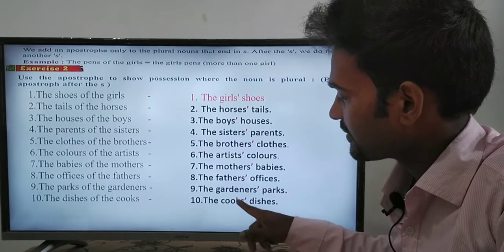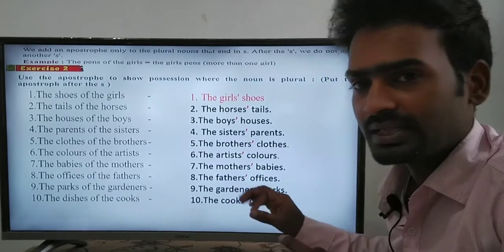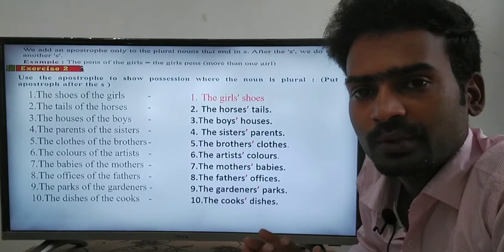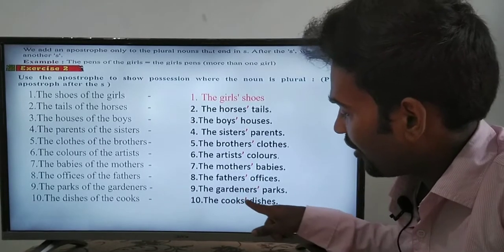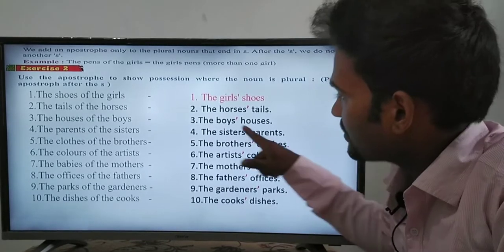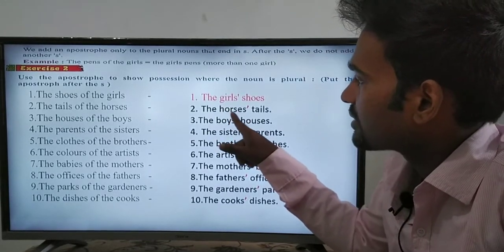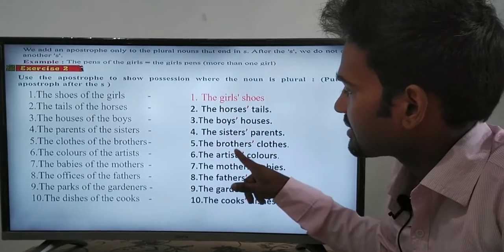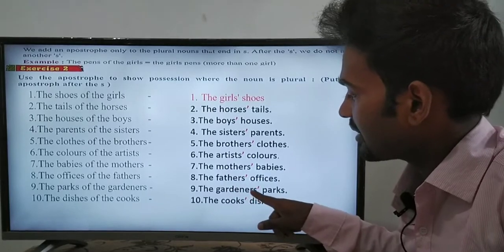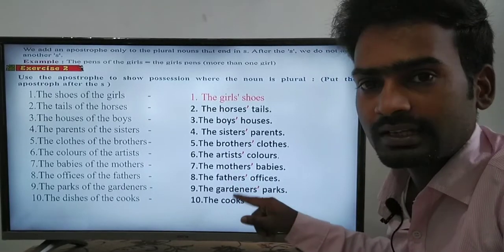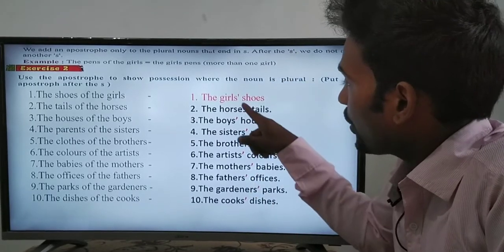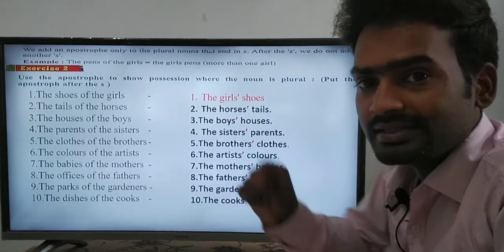Already here we have seen where we have to use the apostrophe. In the plural form, we have to use it only after the s. We should not add any s here. Why? Because the nouns here, see the nouns: horses, girls, boys, sisters, brothers, artists, mothers, fathers, gardeners, cooks, everything. All these nouns already end in s.